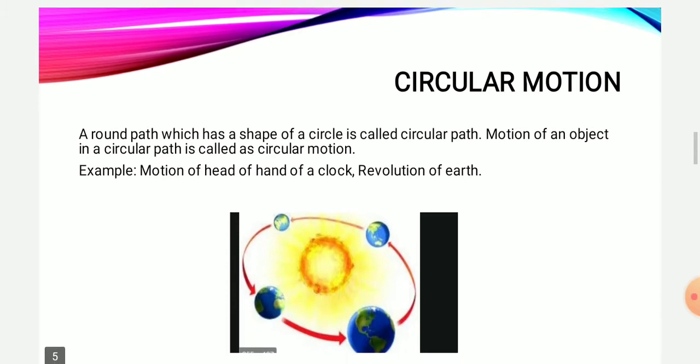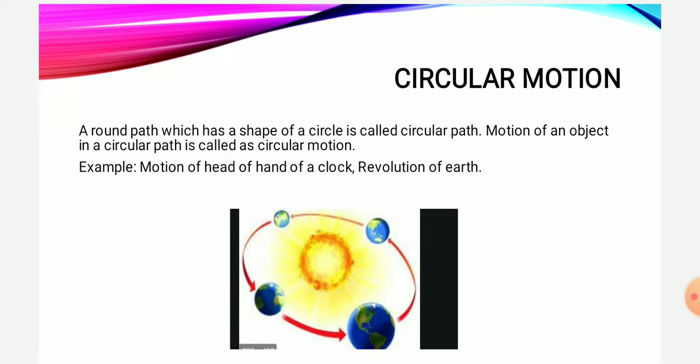Another type of motion is circular motion. Circular motion means motion of an object in a circular path. So what is a circular path? Any round path which has the shape of a circle is termed as a circular path. So motion of an object in that circular path is termed as circular motion.